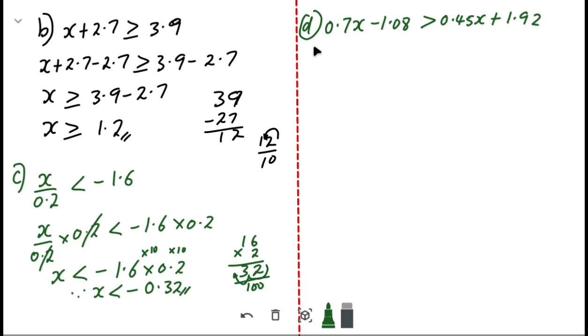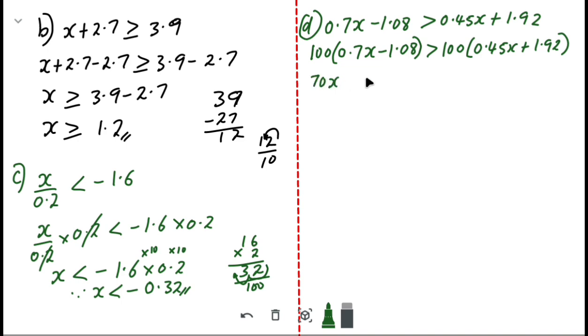That is, we have 100 in brackets 0.7x minus 1.08 close the bracket greater than 100 in brackets 0.45x plus 1.92. So let's open the bracket by multiplying the numbers by 100. So this is going to give us 70x minus, if you multiply this, you move your decimal point 2 times to the right hand side, that is 1, 2.